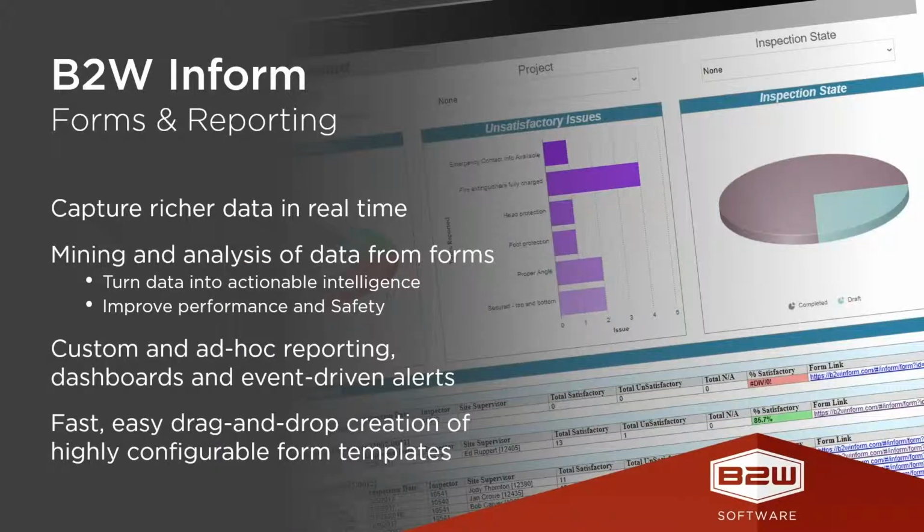So just to level set some general information about Inform and how it's being used by our customers. B2W Inform is a software element that, simply put, is a mobile-first enterprise solution for forms and reporting. With B2W Inform, construction companies get timely, accurate information delivered where and when they need it by using highly configurable form templates, which feed custom reports and dashboards along with event-driven alerts. Fast, easy creation of highly configurable form templates has enabled companies to expand data collection, replace inefficient paper-based processes, capture richer content in real time, and connect field and office employees anytime, anywhere, and on any device.